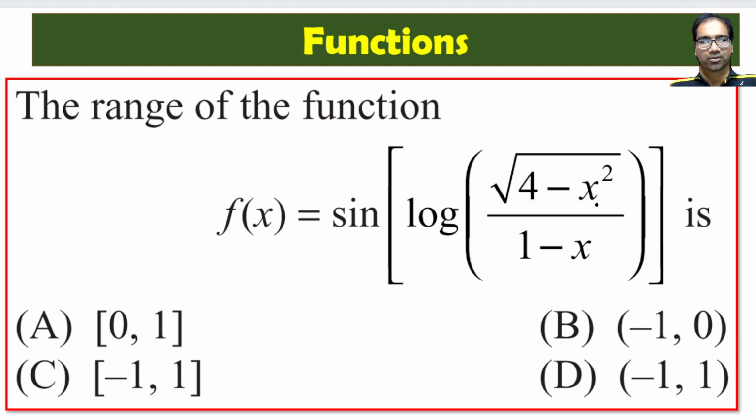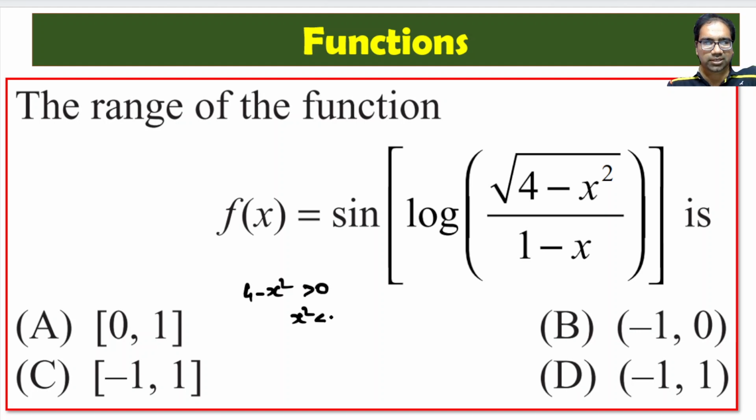At the same time, 4 minus x squared should be greater than 0. And because this is a square root and it is greater than 0, the numerator is always positive. 1 minus x also should be positive. If 1 minus x is negative and the numerator is positive, the log becomes negative, which is not good for us. So what we want is 4 minus x squared should be greater than 0.